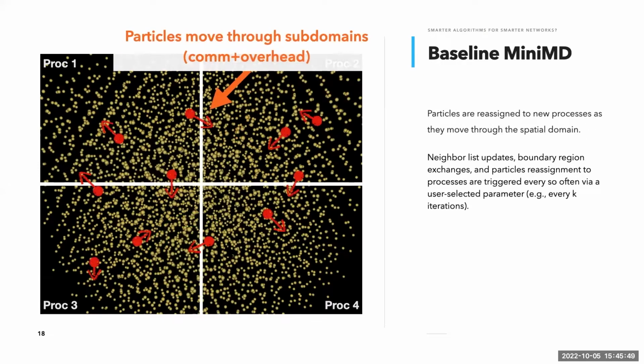Particles move through subdomains, for example from process 1 to process 2 or vice versa in this figure. So the algorithm reassigns the particles to their new processes as they move through the spatial domain.